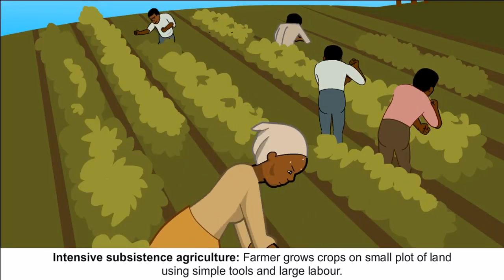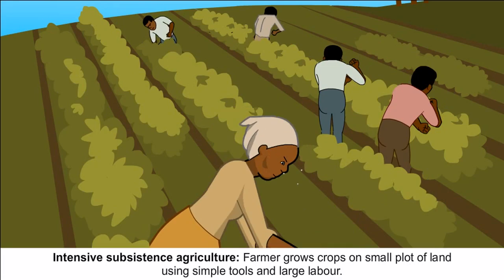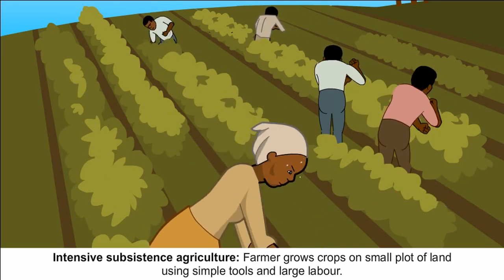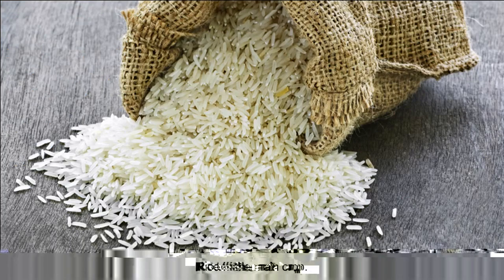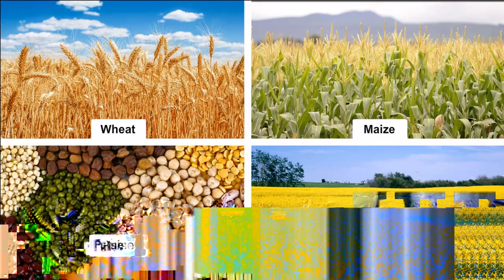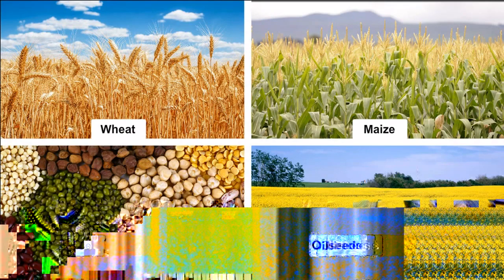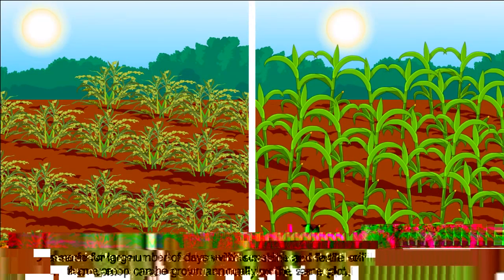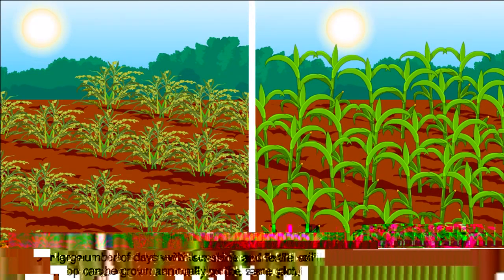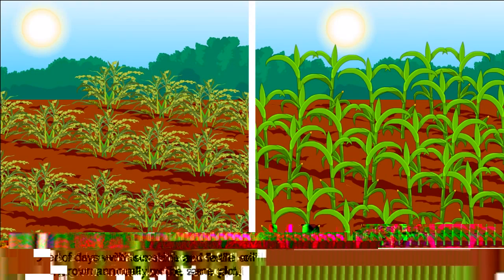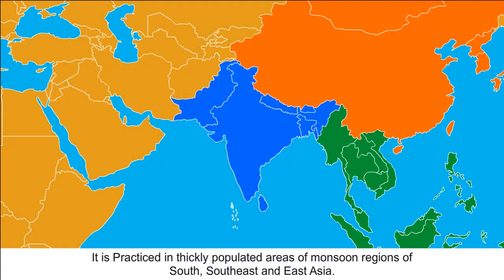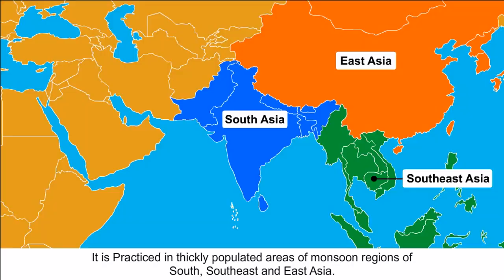Intensive subsistence agriculture. The farmer grows crops on a small plot of land using simple tools and large labor. Rice is the main crop. Wheat, maize, pulses and oil seeds are also grown. Climate remains the same for a large number of days with sunshine and fertile soil. Therefore, more than one crop can be grown annually on the same plot. It is practiced in thickly populated areas of monsoon regions of South, Southeast and East Asia.